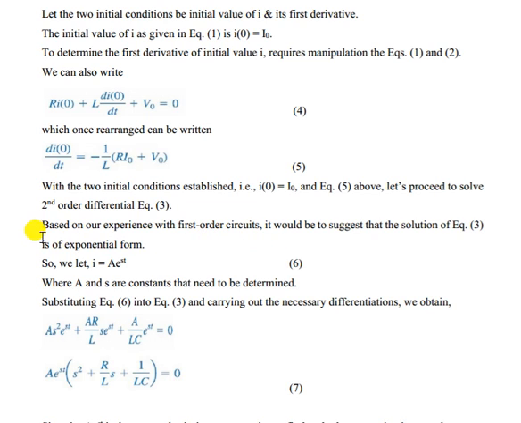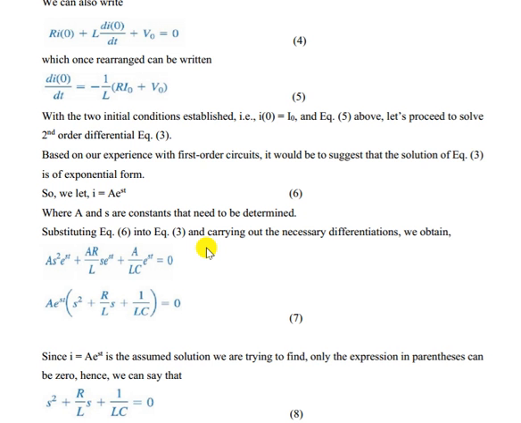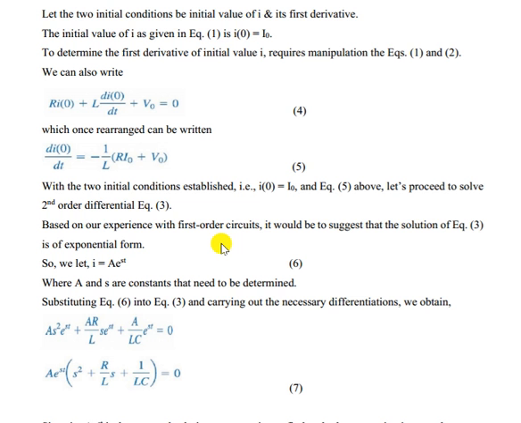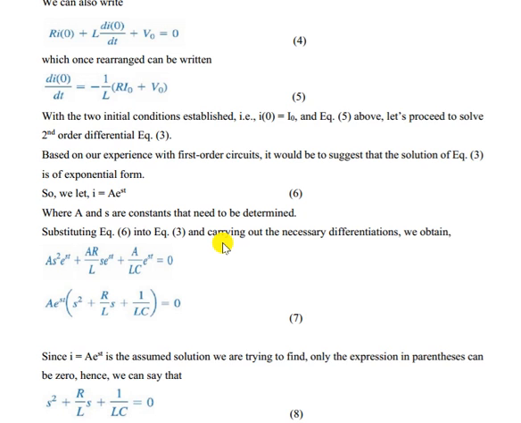Now, based on our previous experience of first order circuits, we could suggest that the solution of the second order differential equation can be in exponential form. So we can assume i equal to A e to the power st. That is the exponential form.